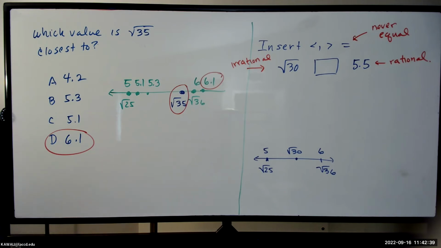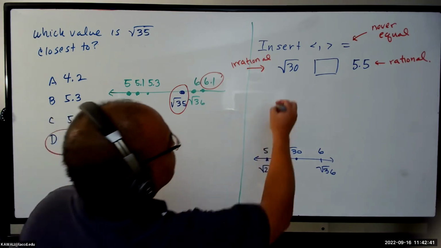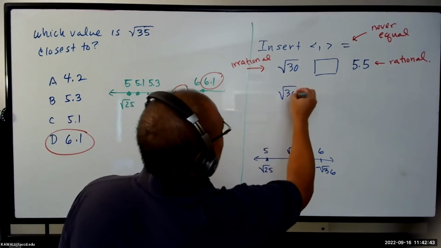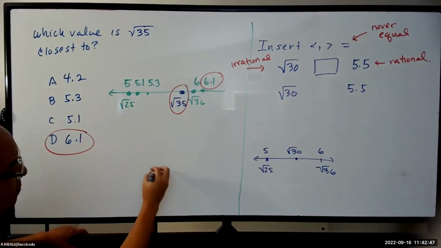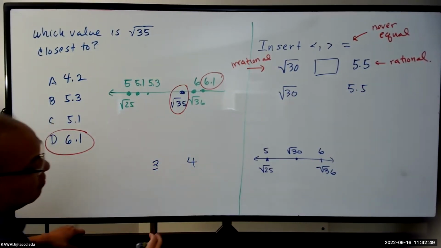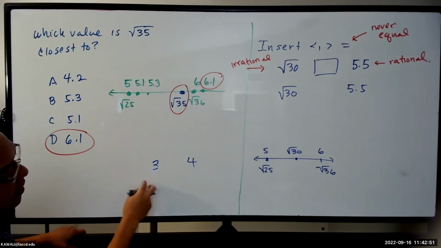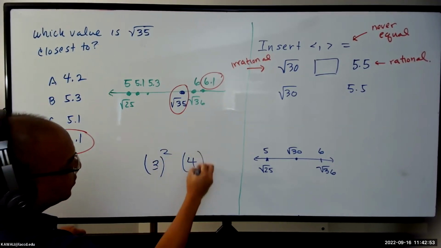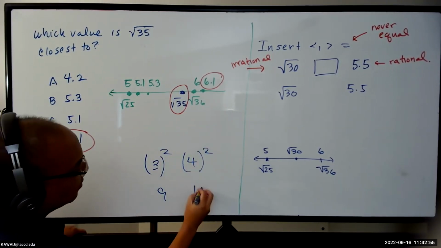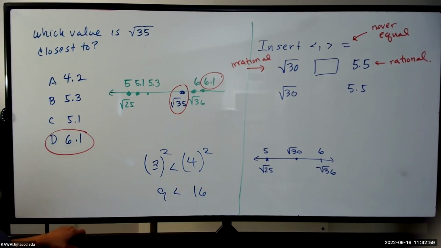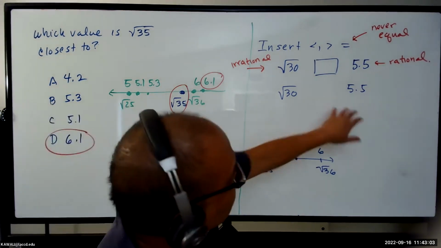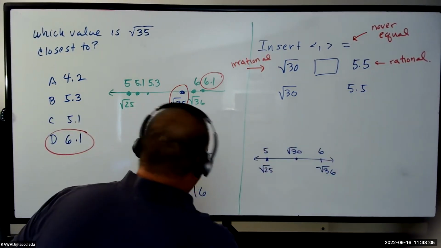Okay. Now, the way you figure this out is you just square both sides. Right? Think about it. 4 is bigger than 3. If I square both of these, 16 is still bigger than 9. So the easiest way to figure out if they're really close, you just square both sides.